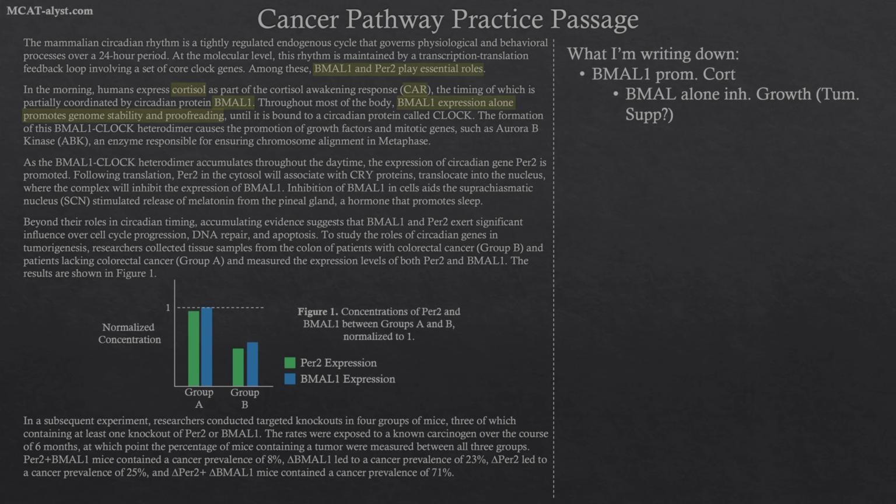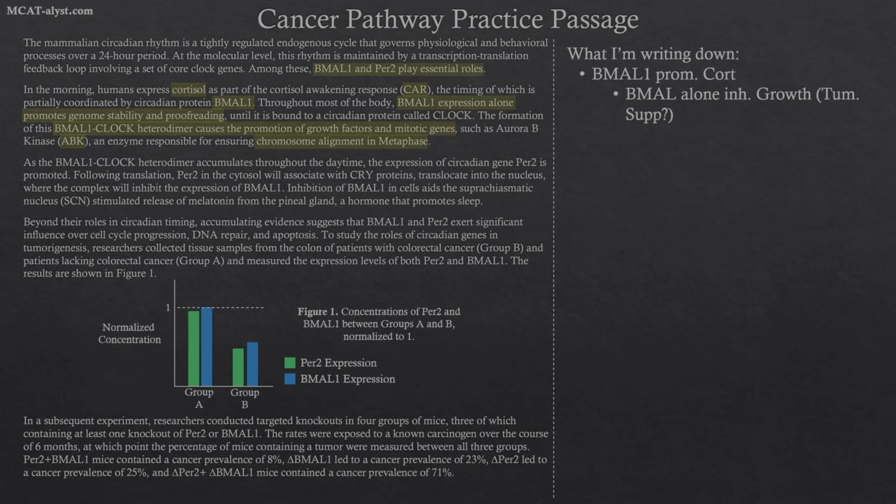Until it is bound to a circadian protein called clock. The formation of this BMAL1 clock heterodimer, maybe they're going to ask me about what a heterodimer is, causes the promotion of growth factors and mitotic genes such as ABK, an enzyme responsible for ensuring chromosome alignment in metaphase. So BMAL1 alone seems like it's probably one of those tumor suppressors. Once clock binds to it, it basically turns off that tumor suppressor and allows the cell to grow. Seems like that's what's going on. And then the signal that they're going to give us that the cell is growing is ABK.